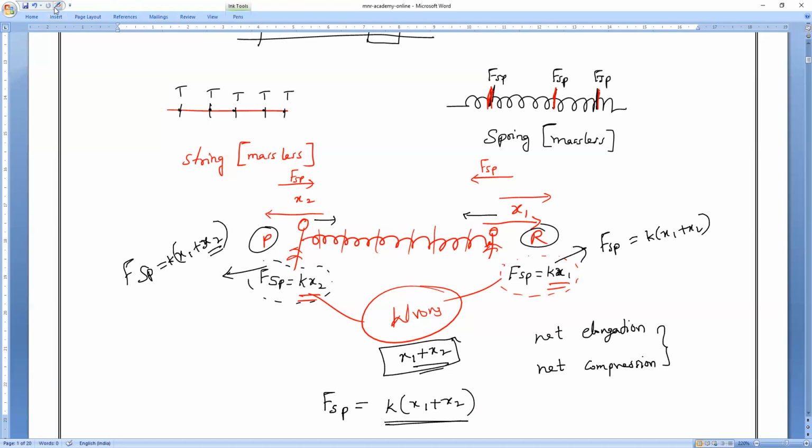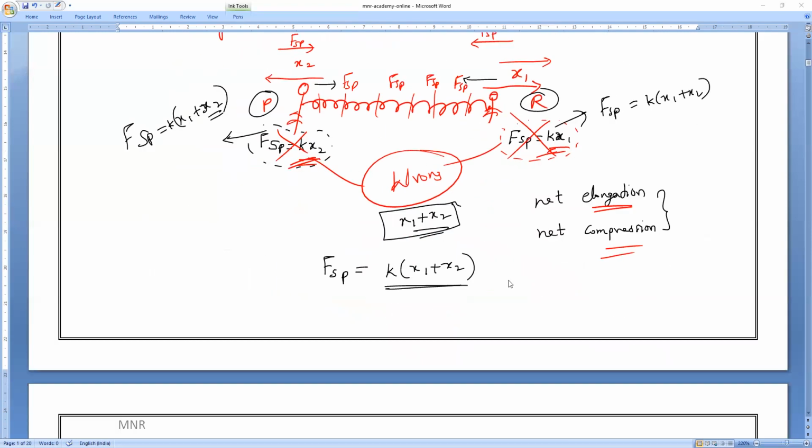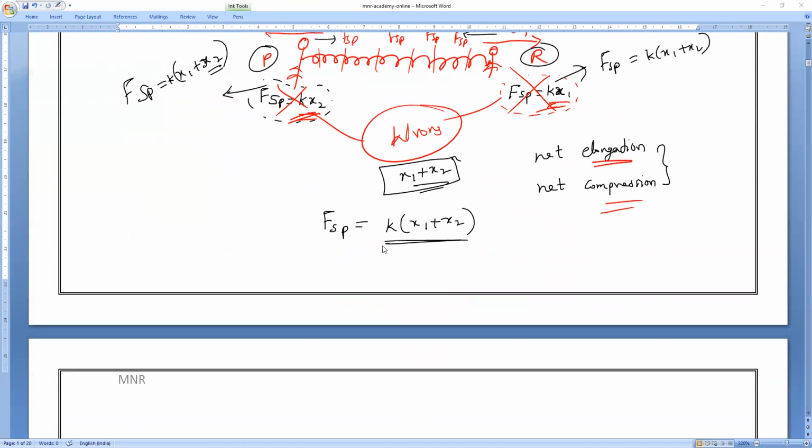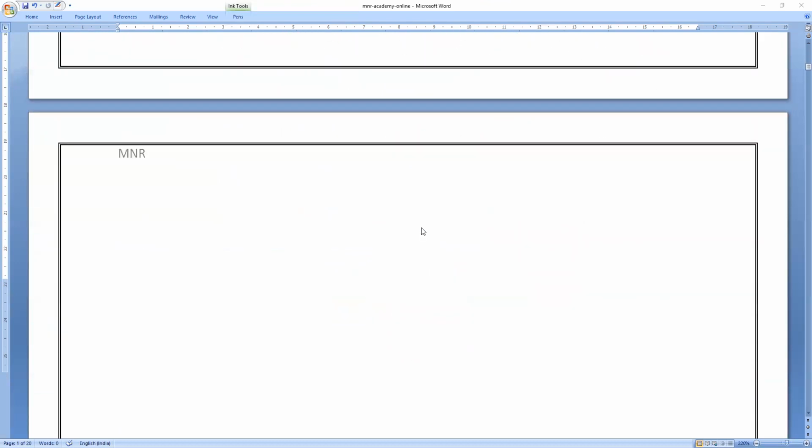Clear, everybody? So if forces are exerted at this point and at this point, there is no individual spring force. Throughout the spring there is the same spring force across the spring. So if two forces are acting, you should take the net elongation or net compression. Is it clear, everybody? Yes, sir. So that is what you have to remember: net elongation or net compression. Now let us solve. Have you all understood this concept? Any doubt? Anybody can ask me. Immediately we'll solve one question related to that so that you understand.